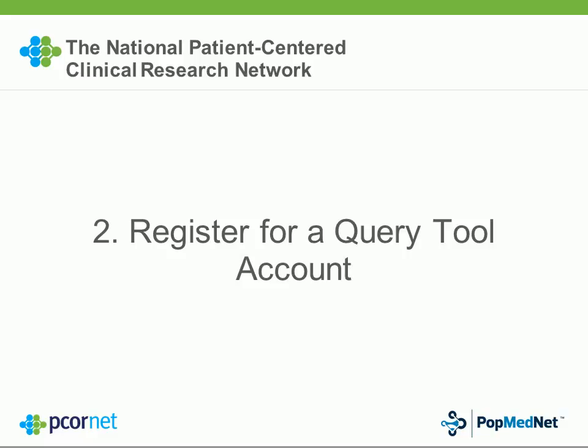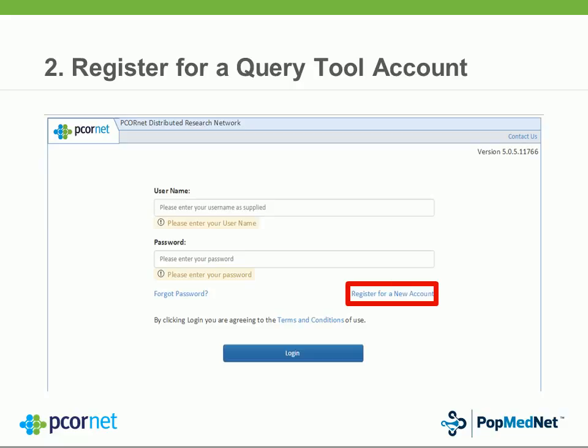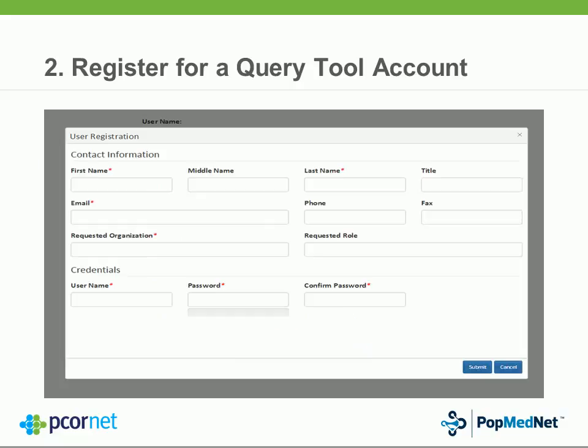The next step is to register through a Query Tool account. As soon as that contact information has been received, the PCORnet team will contact the appropriate people with instructions on how to register through a Query Tool account. Please do not begin the registration process until you have been contacted. Once you receive this email, please follow the link to the Query Tool website. On the login page, click on Register through a new account as shown here. This will open the user registration window.